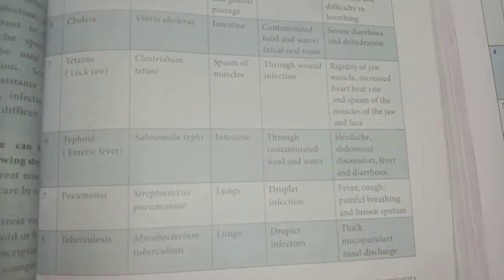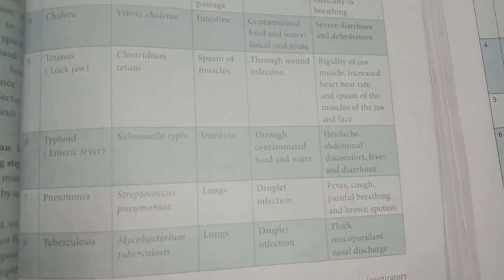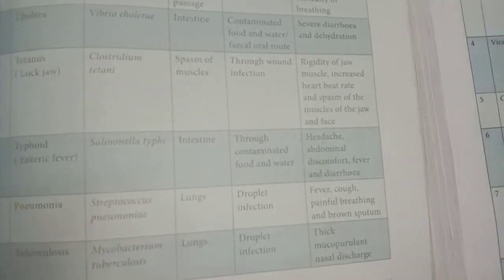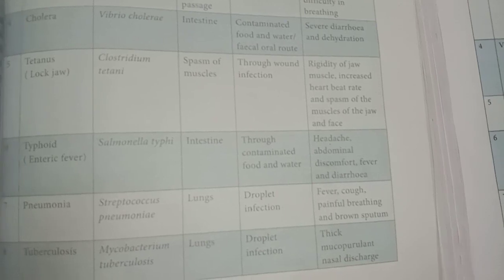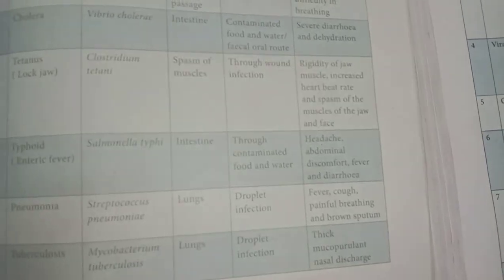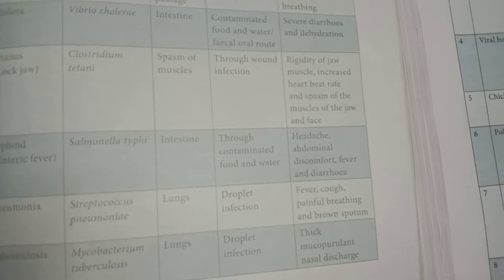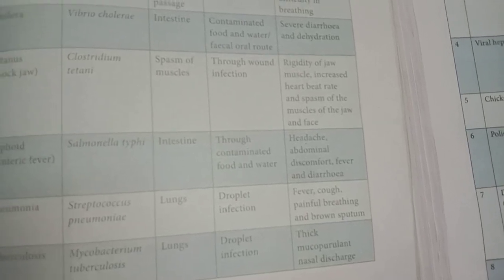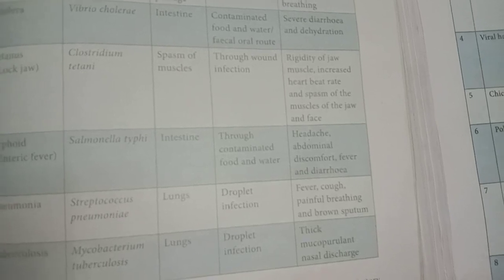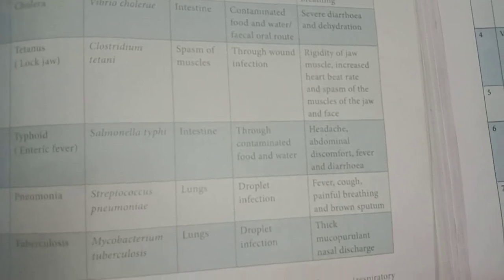Then the sixth example is typhoid. Salmonella typhi is the causative organism. The site of infection is the intestine. This disease also spreads through contaminated food and water. Headache, abdominal discomfort, fever and diarrhea are the symptoms of typhoid.